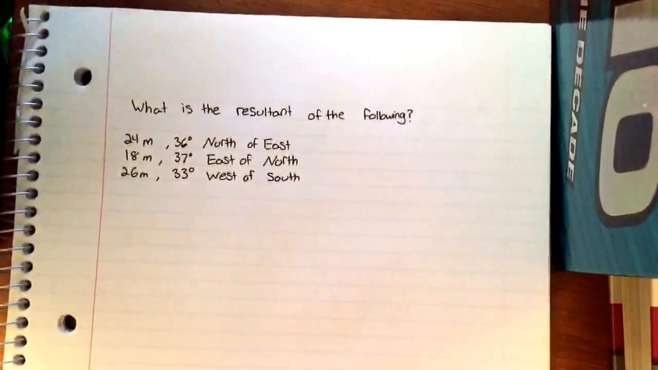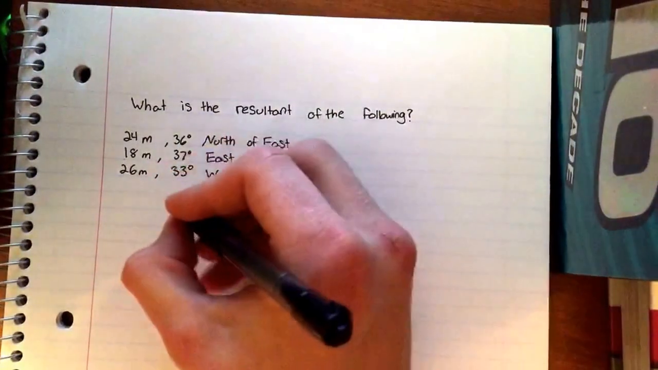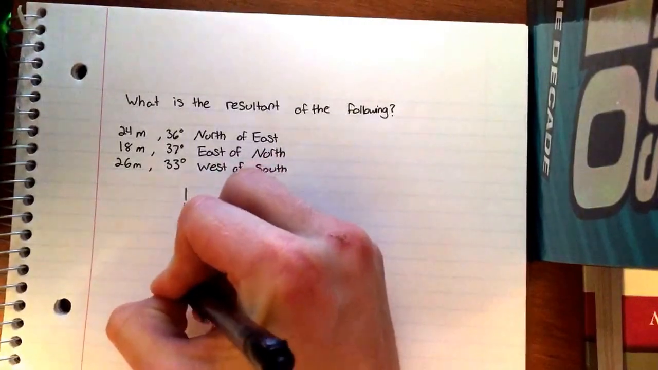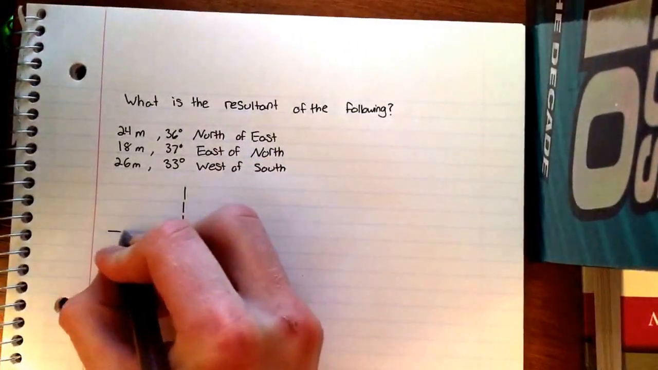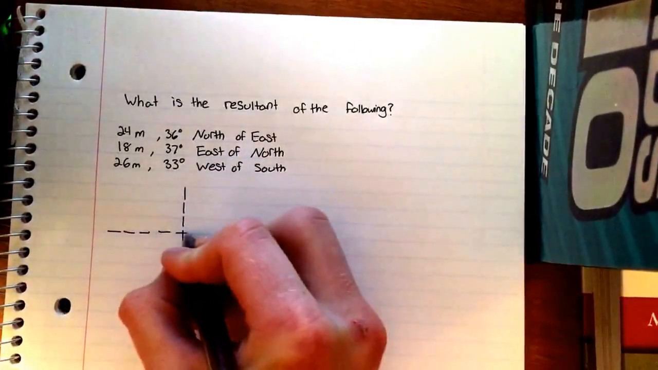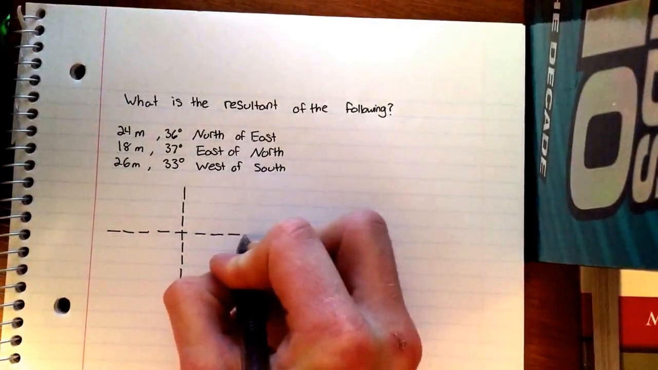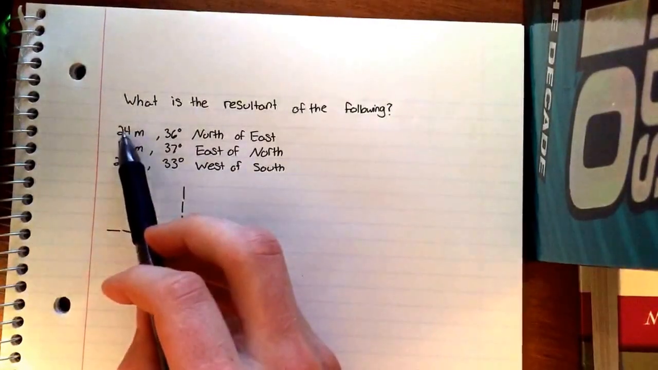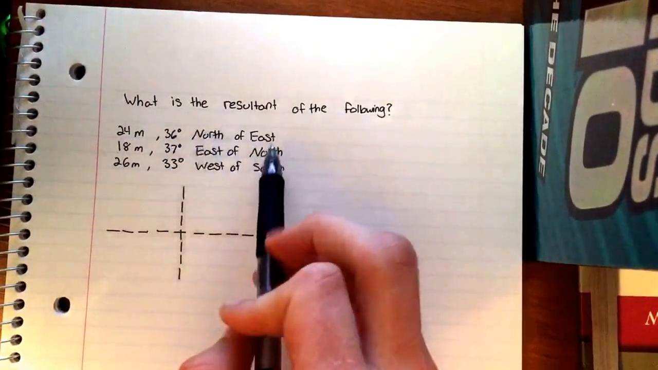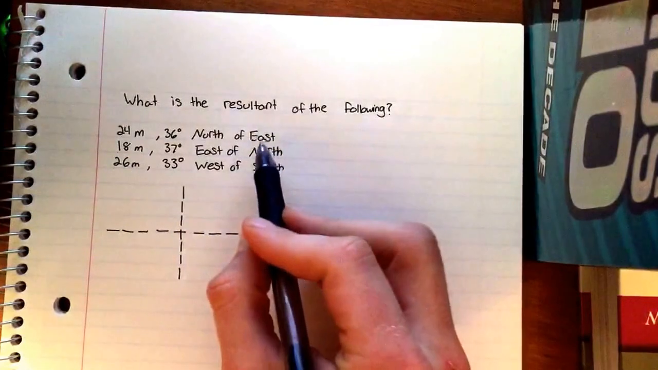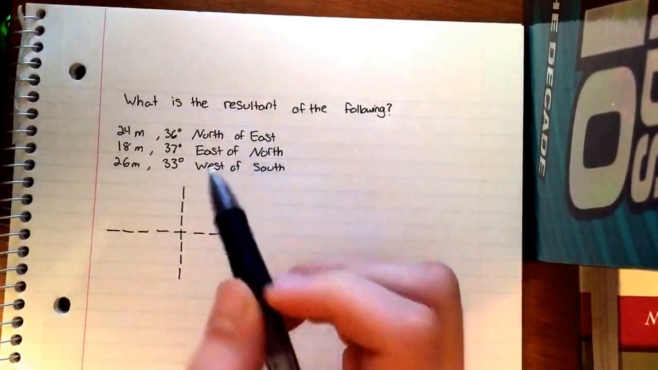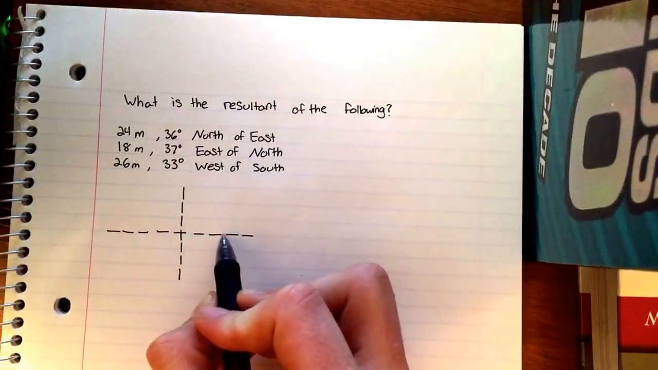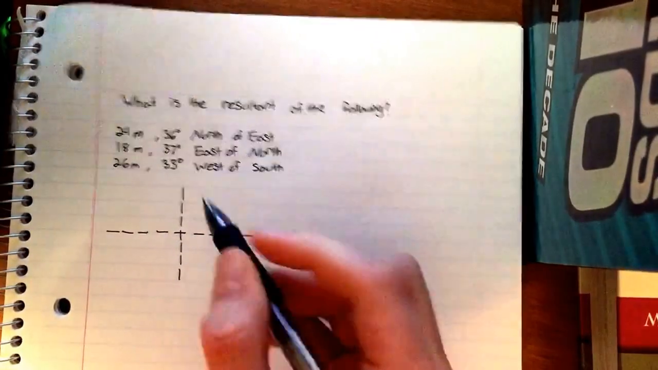So when you do these, the first thing you want to do always is draw a picture. Because when you draw a picture, you're going to be able to understand the concept a whole lot better. So there you go, we have our x and y axes. And we're going to go ahead and draw these. So 24 meters, 36 degrees north of east. So the starting direction is always the second one listed. So we'll start with east. So the starting direction is east, and then you're going north 36 degrees.